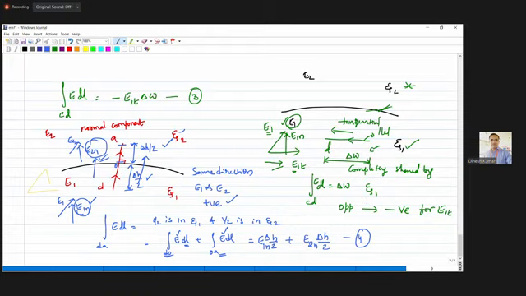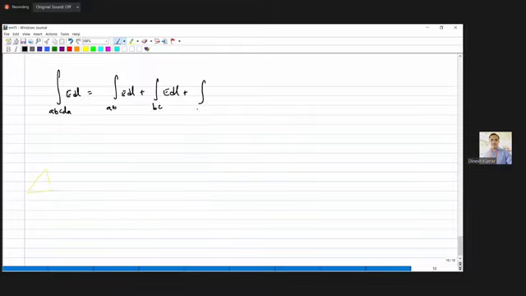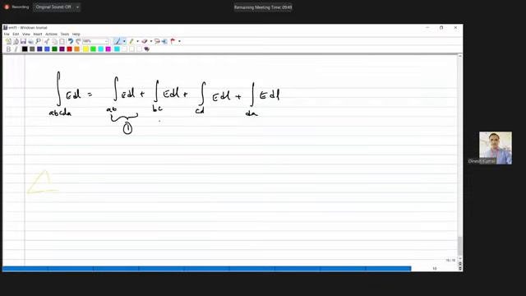So finally, we have got all the values. The integral of E dl over the closed loop ABCDA is the integral AB of E dl plus integral BC of E dl plus integral CD of E dl plus integral DA of E dl. So this is our equation 1, this is our equation 2, this is our equation 3, and this is our equation 4.